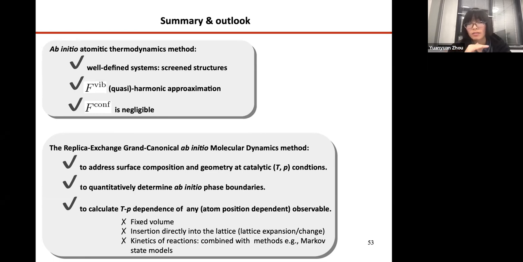Of course, we are now still in the thermodynamic regime. This is the topic of our tutorial, and most reactions are governed by kinetics. But for the kinetics barrier, you always need to know your initial state and final state. And what is your initial state? The final state is determined by the thermodynamics. So maybe further, we can combine the thermodynamic method with some kinetic method to further address the kinetics.